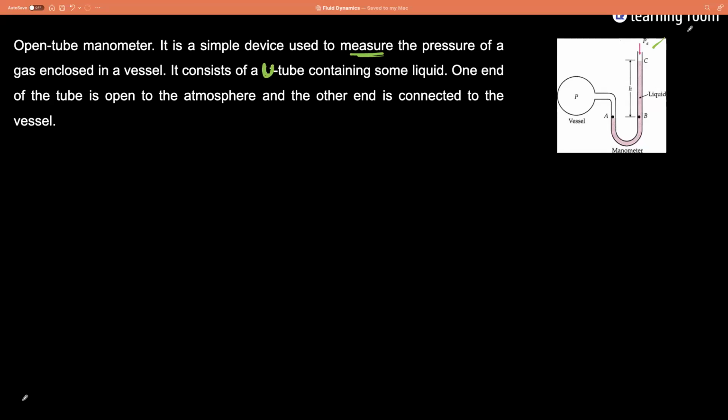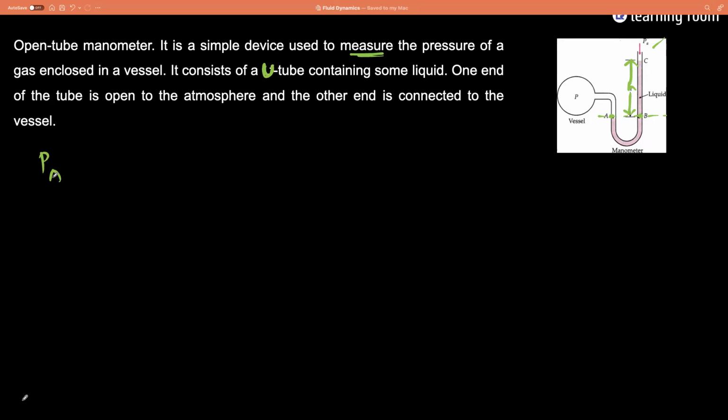So there, this U-tube will be there. Inside the U-tube, the liquid will be placed in such a way that one end of the tube is exposed to the atmosphere and the other end is connected to the vessel. Is that clear? Yes, sir. Very good. So what we are trying to do here is take 2 points A and B at the same horizontal level. From the point C at a depth H, there is a point B.